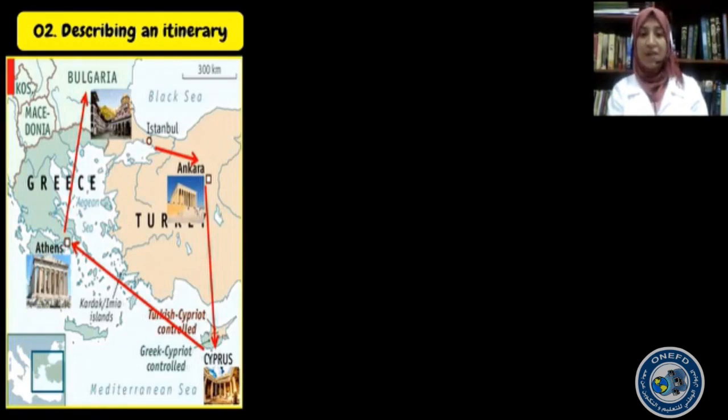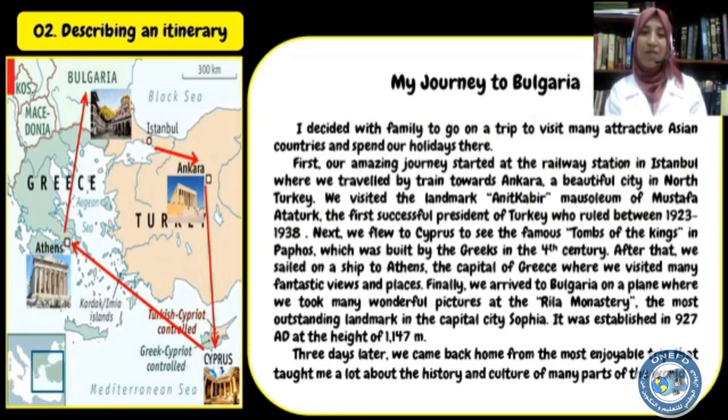So here we have the itinerary, and here we have an example. Of course, we start the itinerary with the title, which is My Journey to Bulgaria. It means my trip to Bulgaria. So we have here the first introduction. I decided with family to go on a trip to visit many attractive Asian countries and spend our holidays there. So this is a short introduction to talk in general about our decision to visit many places with my family.